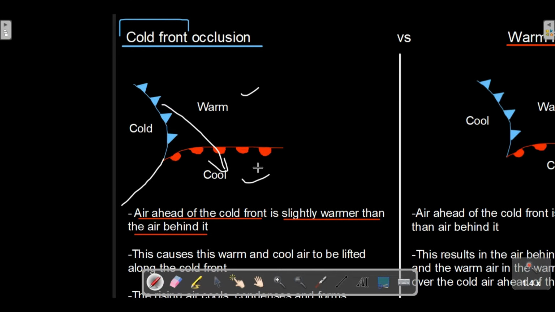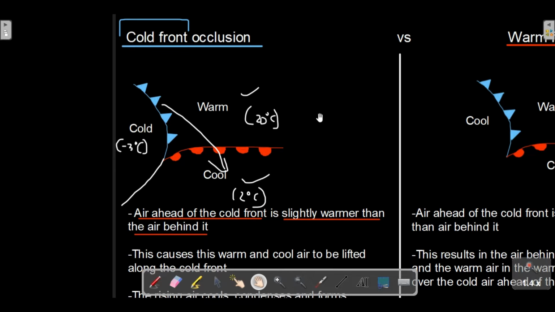Remember, this is warm air. This is your cool air. Okay, so this is your -3 degrees Celsius, right? And this is your 2 degrees Celsius. This is your 20 degrees Celsius. Okay, I'm just making an example here, right?